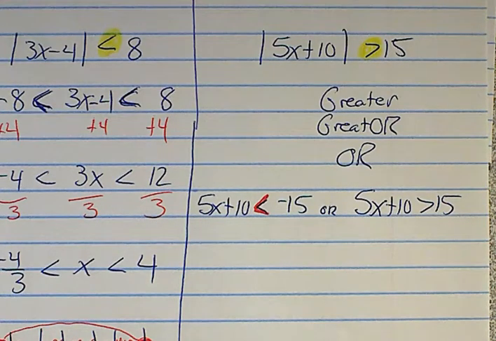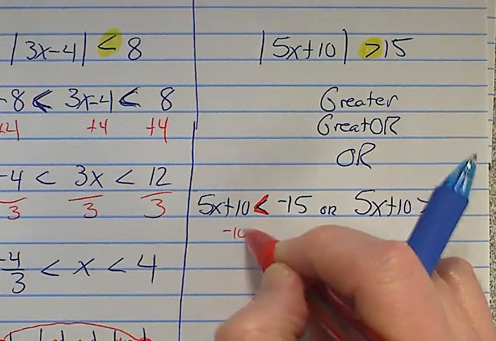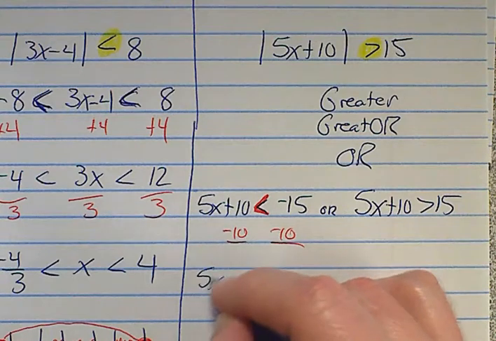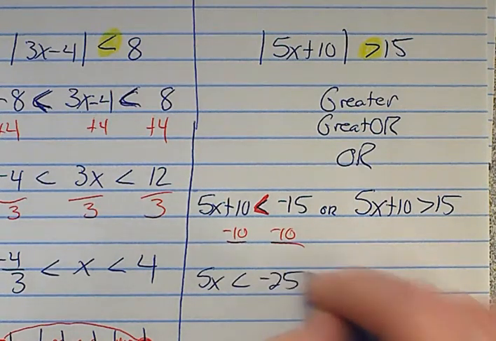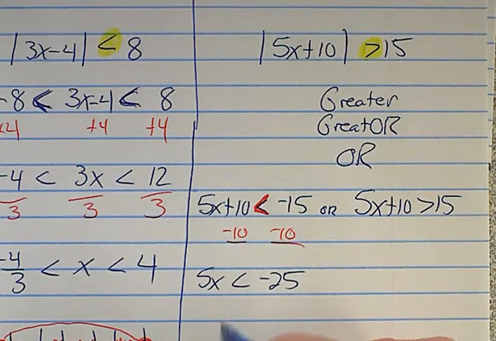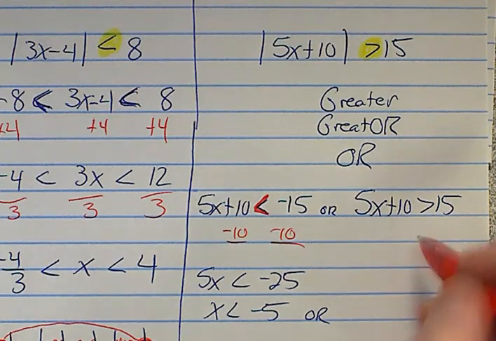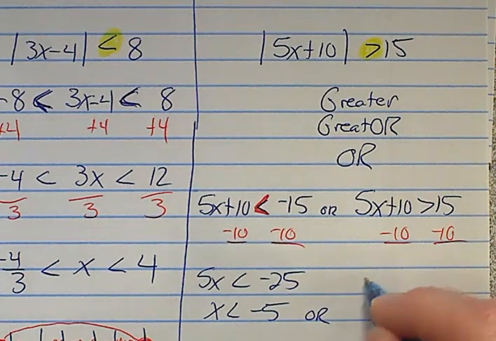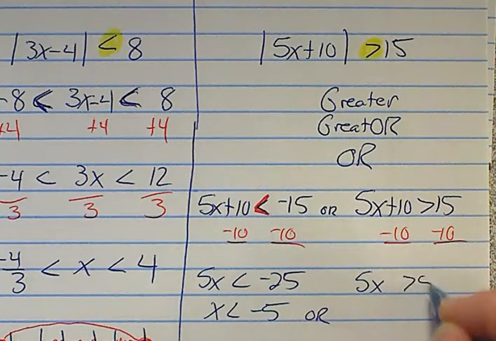All right, once you've done that, though, now it's just two separate inequalities. For this one, you'll subtract 10. 5x is less than negative 25. When you divide by 5, you get x is less than negative 5. This one, we'll do the same thing. We'll start off by subtracting 10.